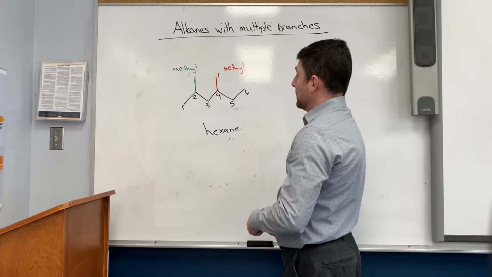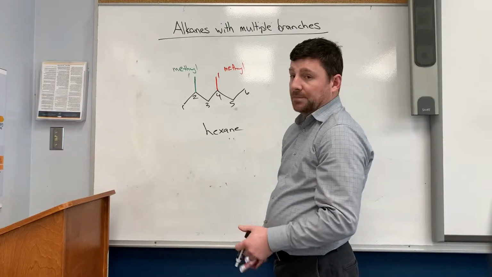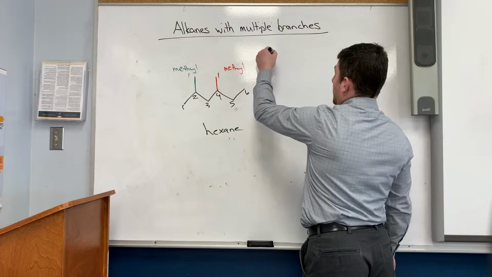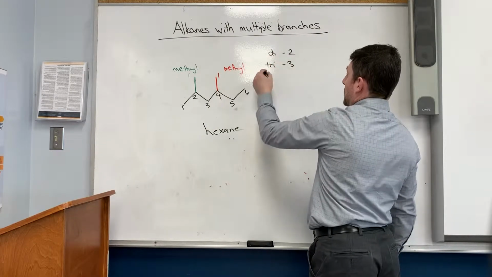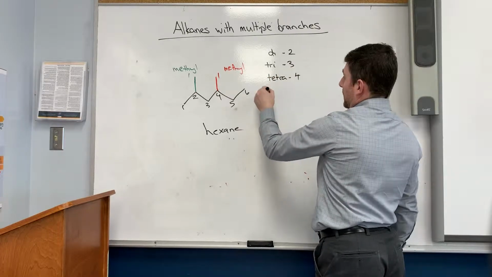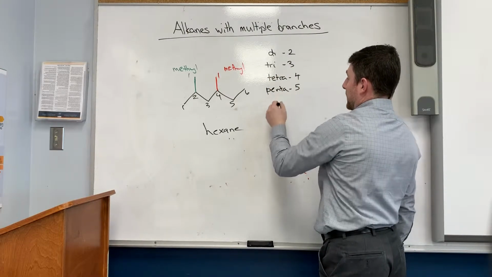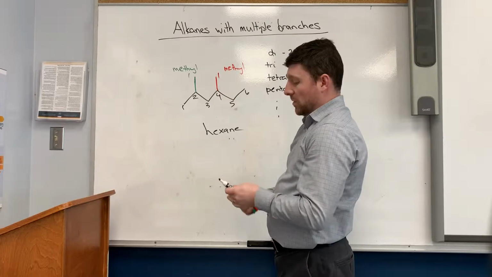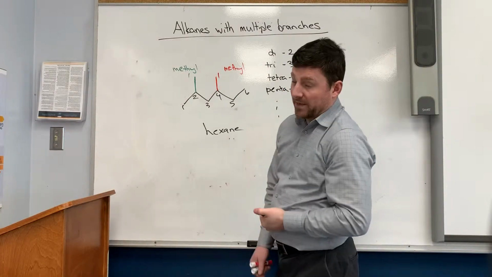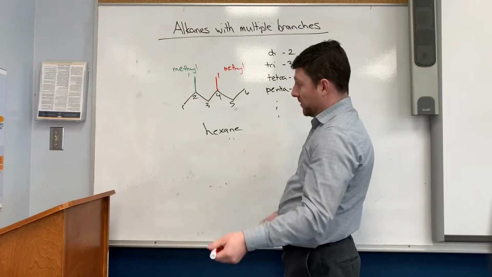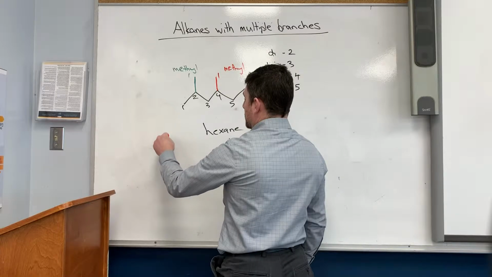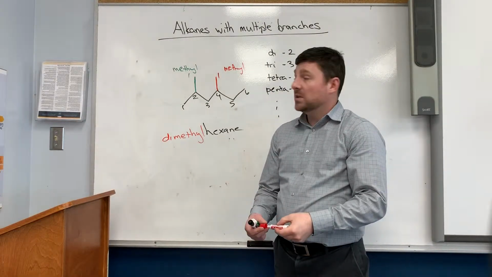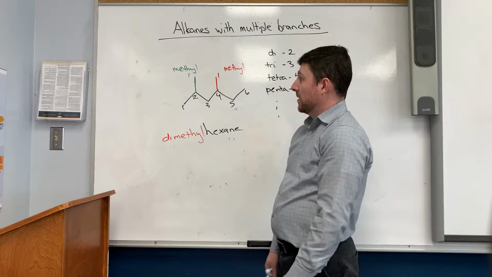And the prefixes that we use, you'd be familiar with from just regular binary, molecular, or covalent nomenclature. Di is 2, tri is 3, tetra is 4, penta is 5, and so on. These are the exact same prefixes that you use in molecular nomenclature. So what we're going to call this is not methyl hexane, but dimethyl hexane, because there's 2 methyl groups. So we're going to put in dimethyl hexane.